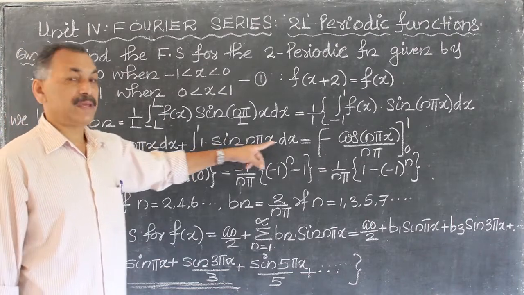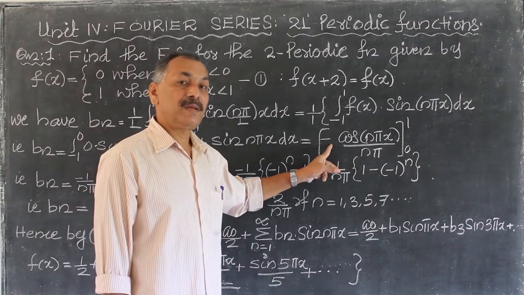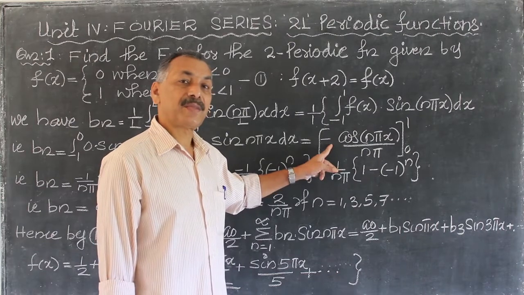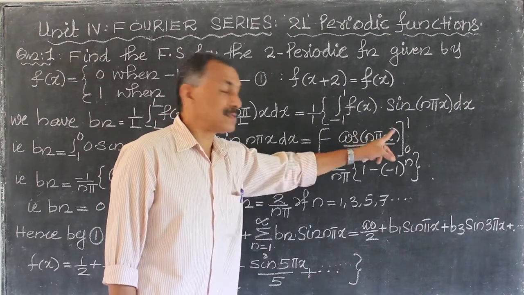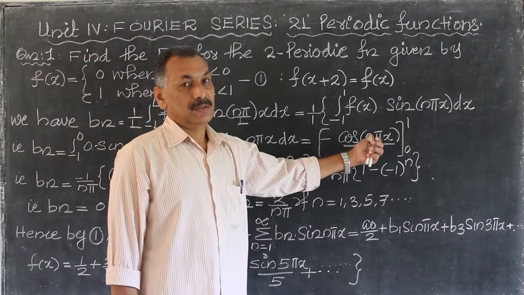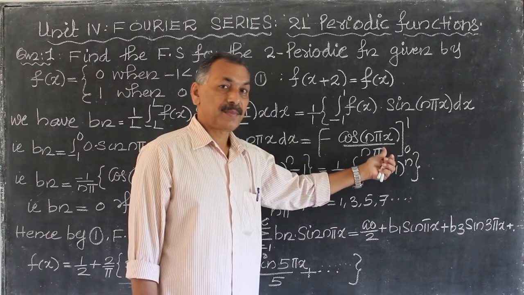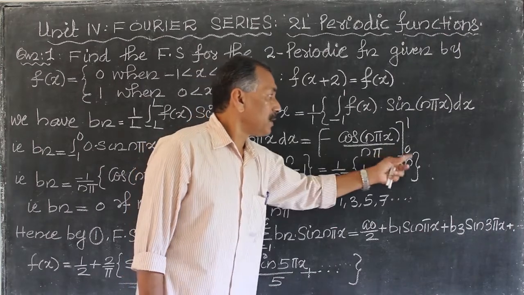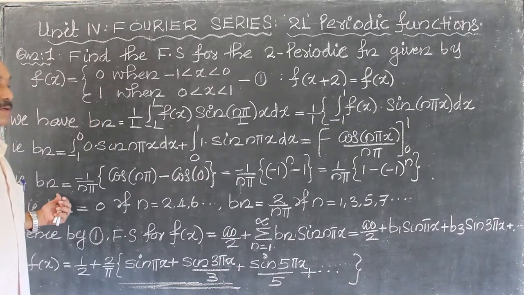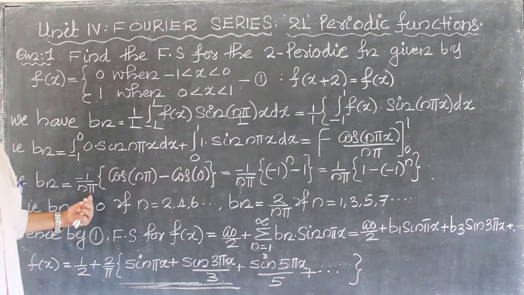Next is the integral of sin n pi x dx. What is the integral of sin x? Minus cos x. That is minus cos n pi x divided by n pi, since the derivative of n pi x is n pi, so we divide by n pi, between the limits 0 to 1. That is, bn is equal to minus 1 by n pi, taking it outside.